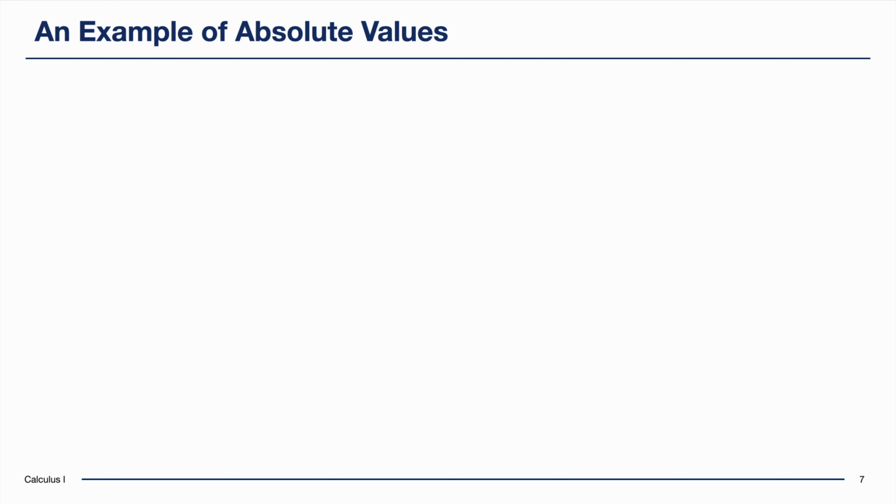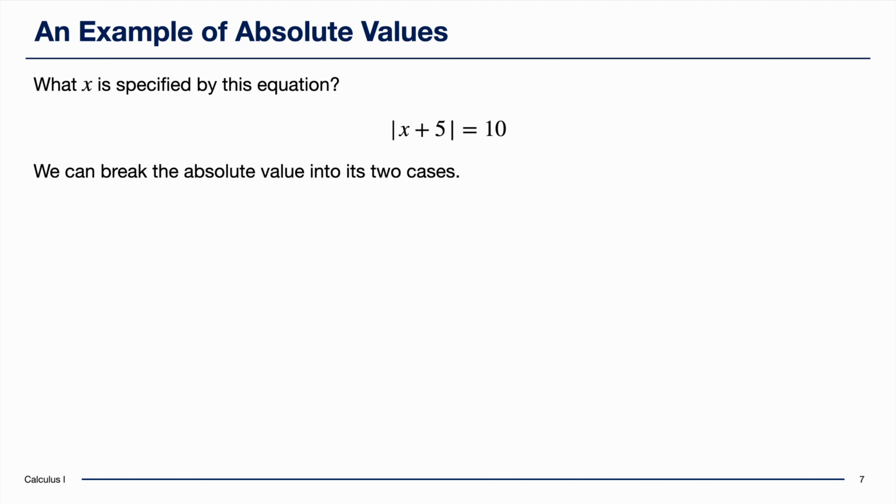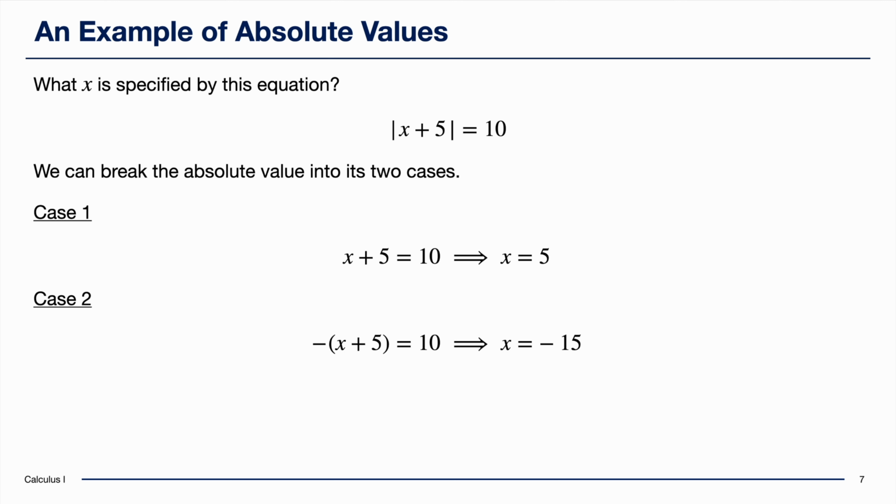Now let's talk about an example with absolute values. What x is specified by this equation? The absolute value of x plus 5 is equal to 10. Well, we can break the absolute value into both its positive case and its negative case. So in the first case, when x plus 5 is positive, x plus 5 is equal to 10, which gives that x is equal to 5. In the second case, when x plus 5 is negative, we have negative (x plus 5) is equal to 10, which gives x is equal to negative 15. So x can be 5 or negative 15, and both those values of x will satisfy that equation.